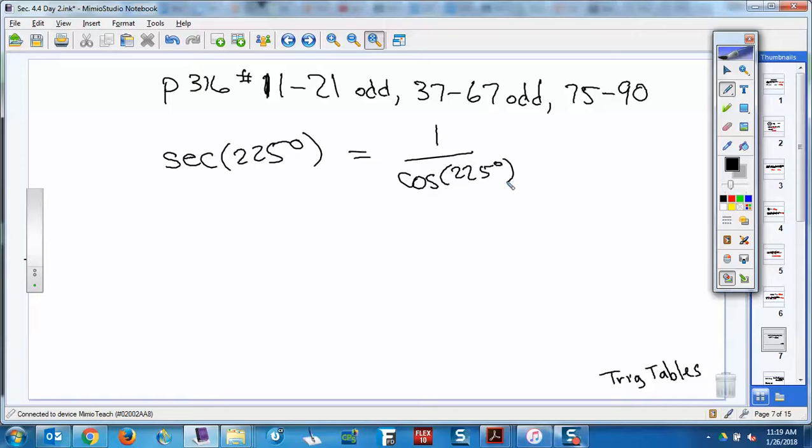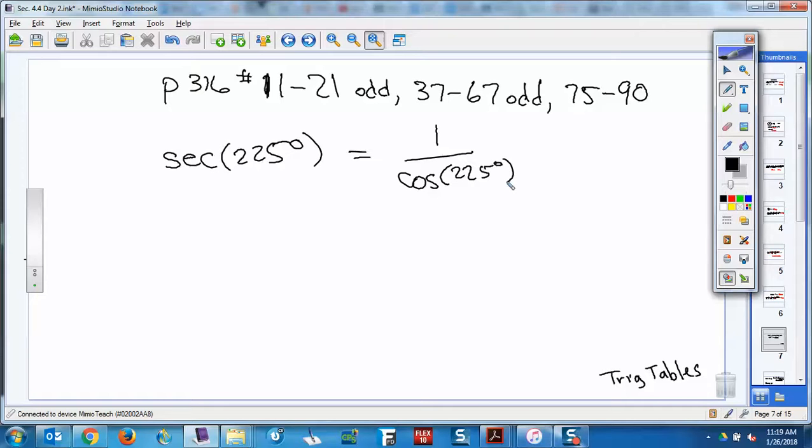Now, depending on your calculator, some people have to type the 225, and the old style calculators, you used to have to type the 225 and then hit the cosine. Does anybody have a calculator like that? Okay, you can just hit cosine and then 225. So 1 divided by cosine 225, hit equals.